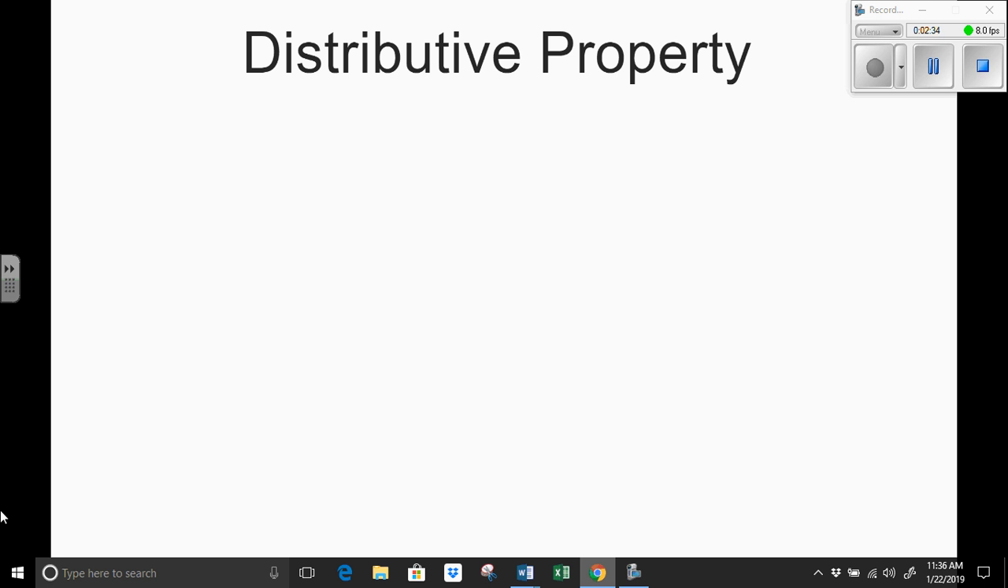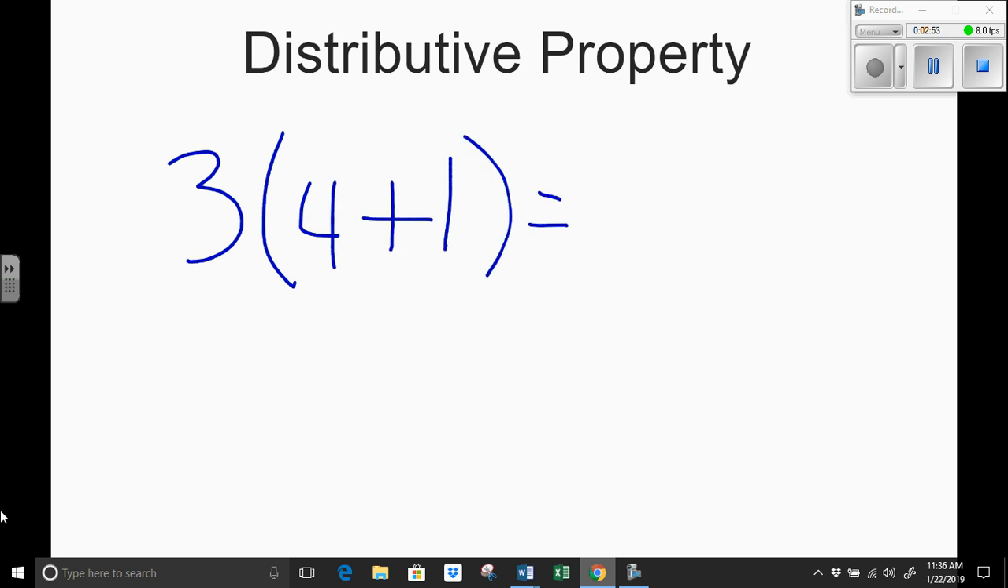Now, when I think of the word distribute, I'm thinking giving out or handing out. If I were to distribute paper in class, I would be giving each of you a piece of paper. Well, the same thing kind of applies, except in this case, we're dealing with numbers. Let's say we had the example 3, and then in parentheses, 4 plus 1. I want to apply the distributive property by distributing the number on the outside to the numbers on the inside. In this case, the 3 would be distributing to the 4, and the 3 would be distributing to the 1.